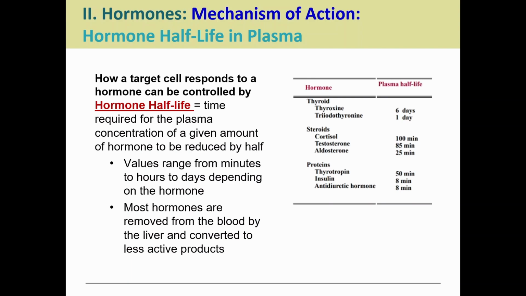So let's look at a couple examples. Something like thyroxine, its half-life is 6 days, versus something like insulin, whose half-life is 8 minutes. So you can see they really can vary. It really depends on the hormone. We also have the liver, which can remove hormones from the bloodstream and break them down into something that won't necessarily conduct the same function.